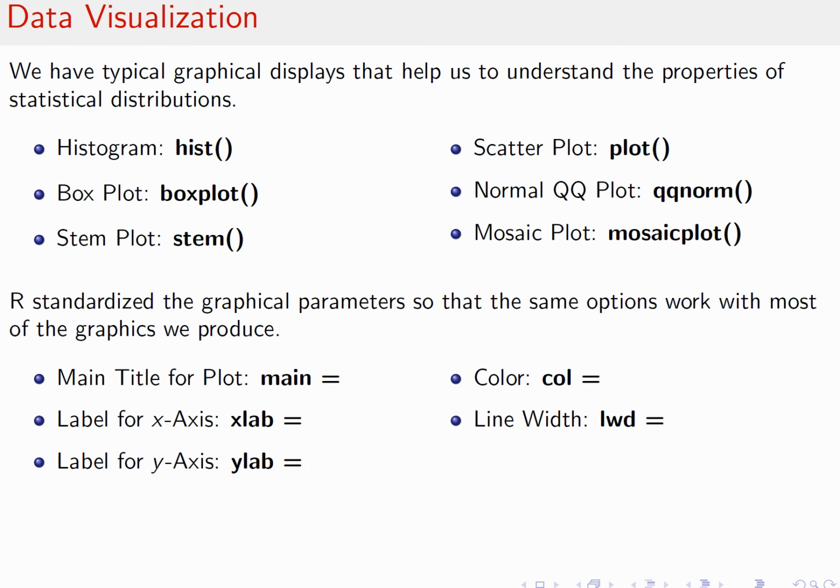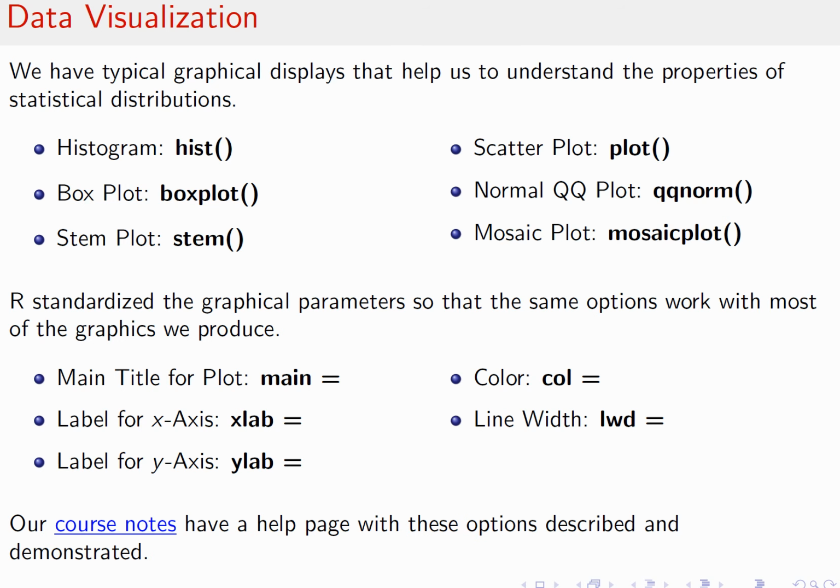All right, and we have some standard graphical parameters. We have titles for the main title, for the x-axis, the y-axis. We can change the color of the lines that are drawn. We can change the line width, so we can make a line a little bolder so that it's easier to see. We can change its color. What's nice is R standardizes a lot of the graphics options. Now, not every plot has every option, but if it does have that option, it's going to be named the same thing and called the same way.